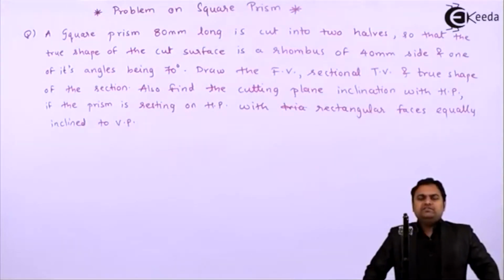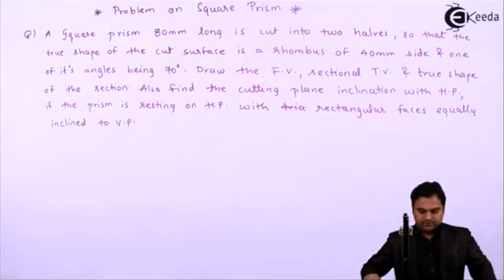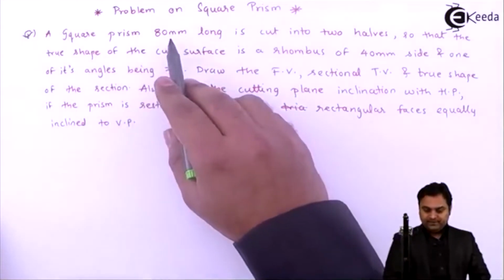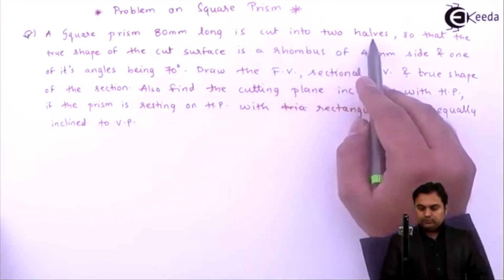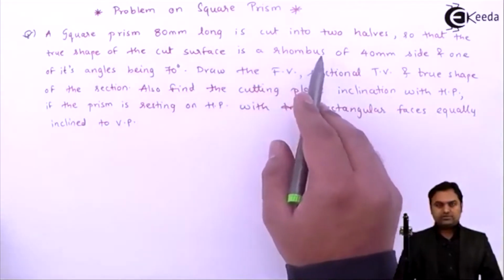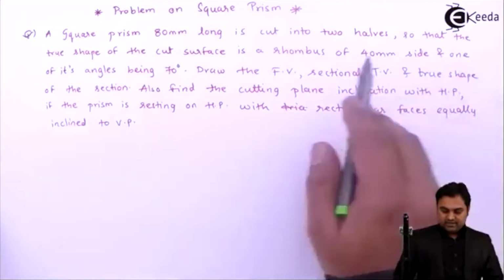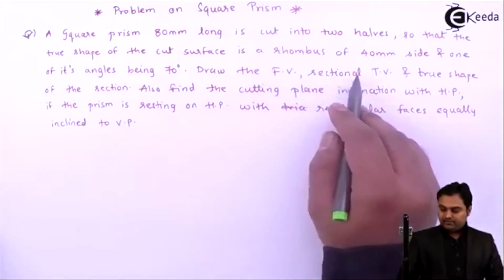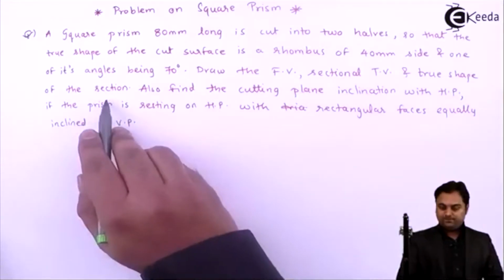Here in this video, we will see a problem on square prism. Here's the question. A square prism 80 mm long is cut into two halves so that the true shape of the cut surface is a rhombus of 40 mm side and one of its angles being 70°. Draw the front view, sectional top view and true shape of the section.